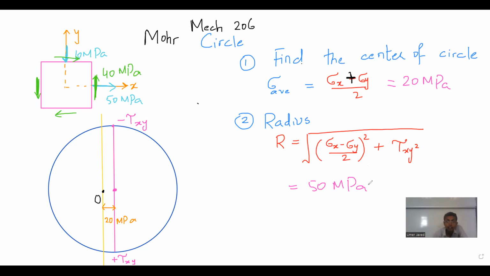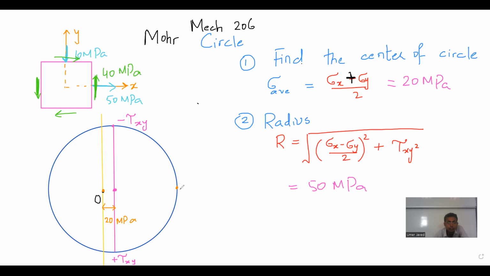Now, what was the radius? 50. So if I ask you, what will be the value of this point? Any student who wants to make a guess? If this is your origin, 20 megapascal is the average, the center of the circle, and the radius is 50 megapascal, then what will be the value of this stress?